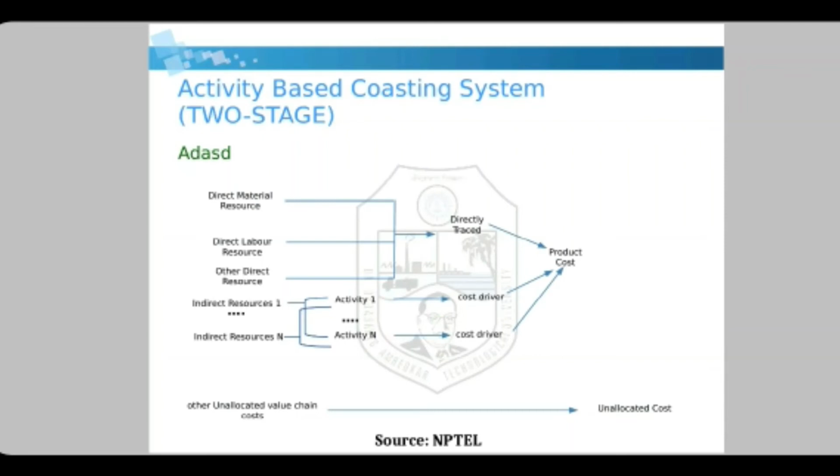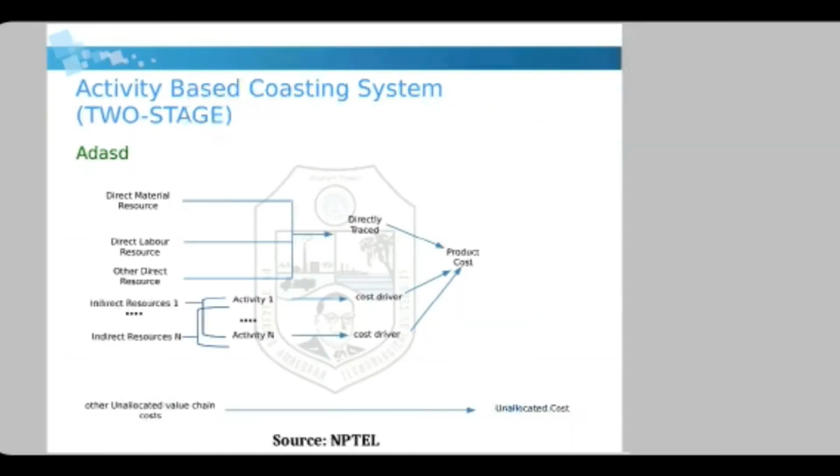Right, for example, let's say there is a machine which is performing n activities. Then for activity 1 how many hours are taken, for activity 2 how many hours are taken, for activity 3 how many hours are taken. And let's say for product 1, 5 activities are done. For producing product 1 on machine 1, 5 activities are done. So depending on number of activities performed, using cost driver, the cost will get attributed to the product cost. So this is how it works. Other unallocated value chain cost will get calculated as unallocated costs.